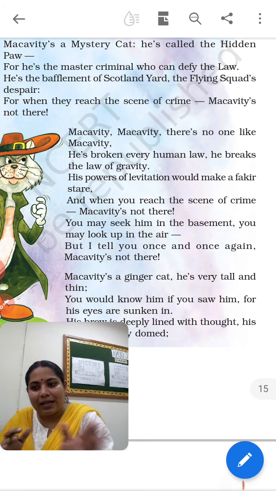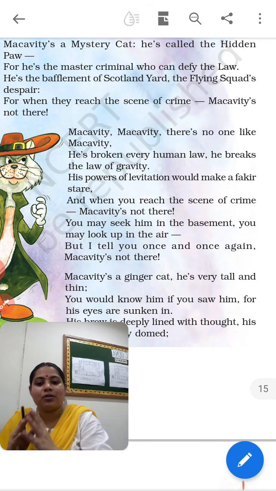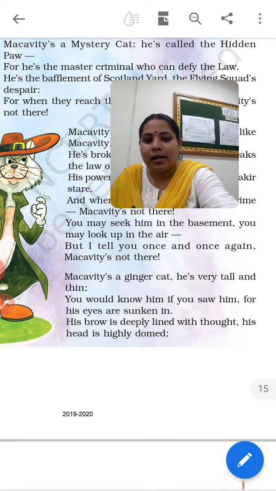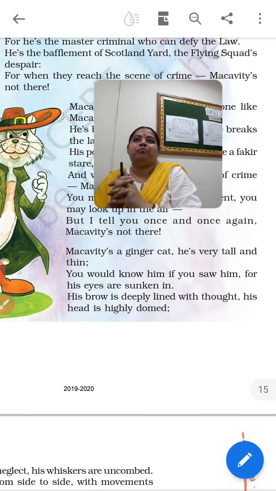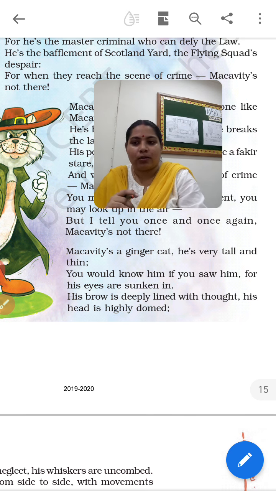So the poet tells again and again that Macavity is not to be found anywhere. It is totally useless to search for him. Okay? Now, stanza 3. Stanza 3 gives a picture of how Macavity looks.